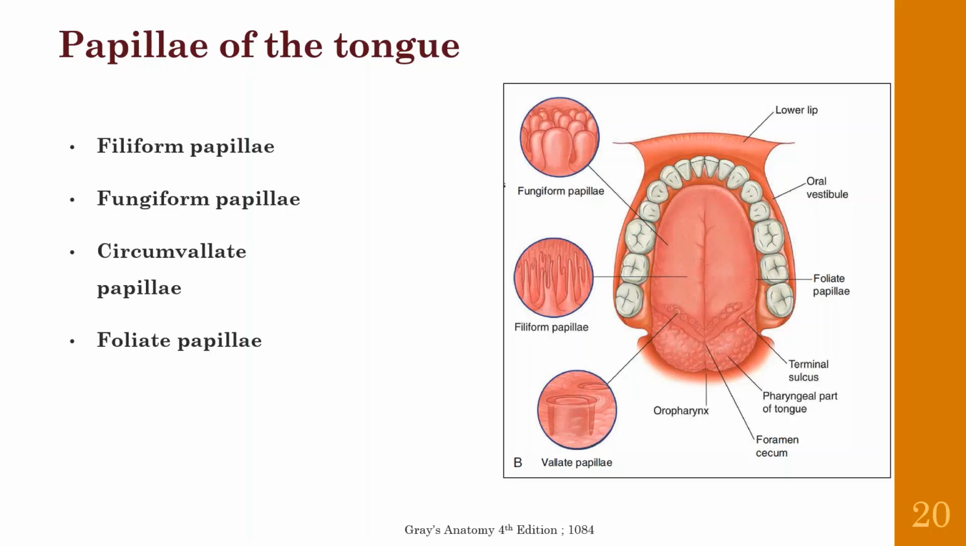Fungiform papillae are smaller than vallate but larger than filiform. They have a narrow pedicle and a large round head. They are present near the tip and margins, but some are scattered at the dorsum.